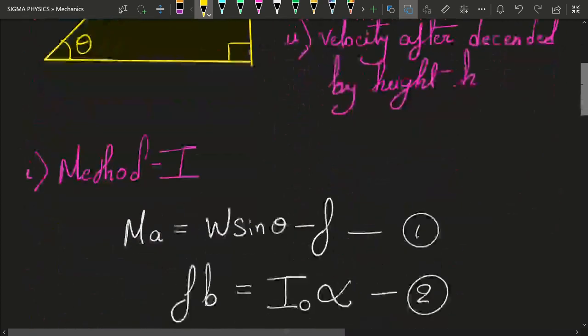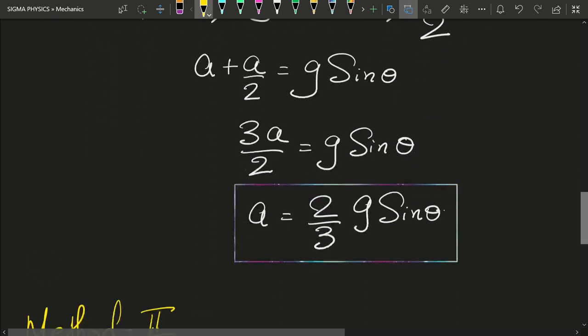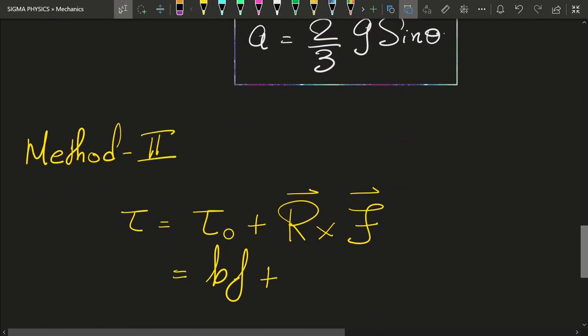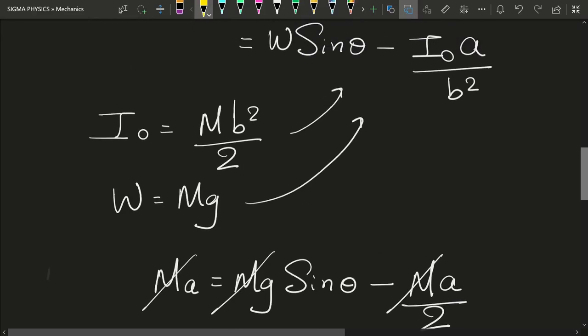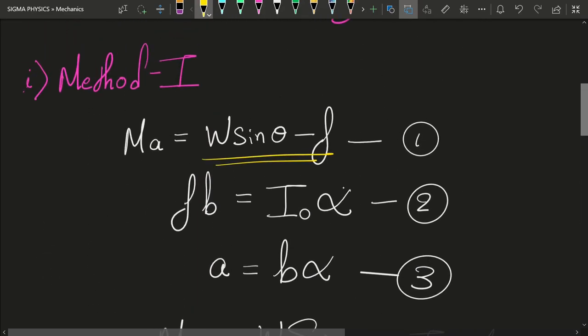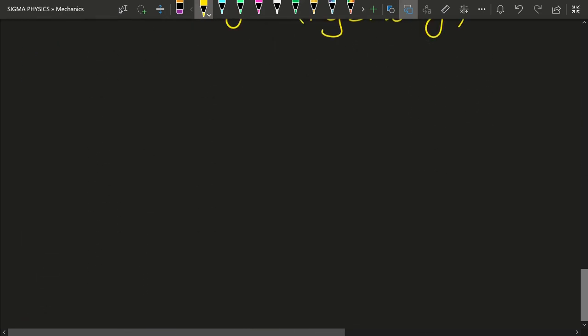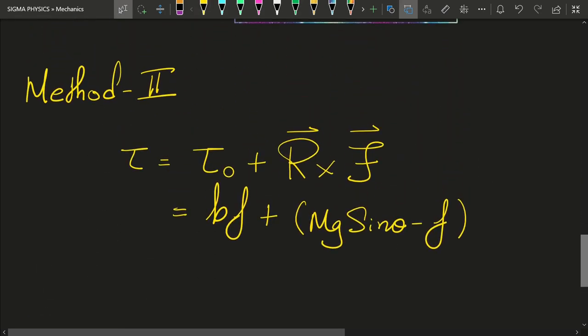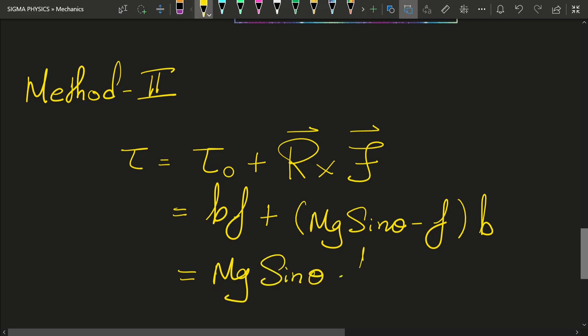So the torque on the center of mass is going to be due to mg sine theta and F. So we are going to have mg sine theta again minus F, which is the net force on the center of mass, as we had also discussed over here. Yeah, you can see that that is the net force on the center of mass, mg sine theta minus F, times the perpendicular distance, which is again B. So as you can see, we are going to be left with mg sine theta into B. That is going to be the total torque on the body.